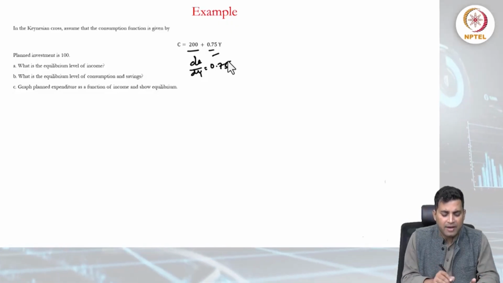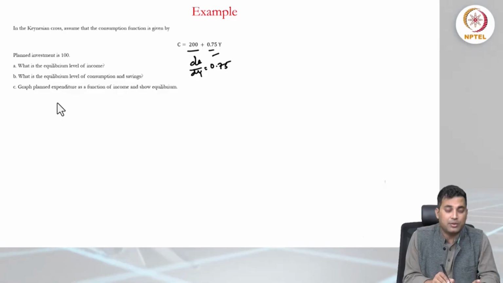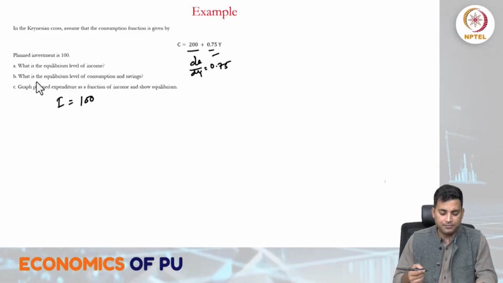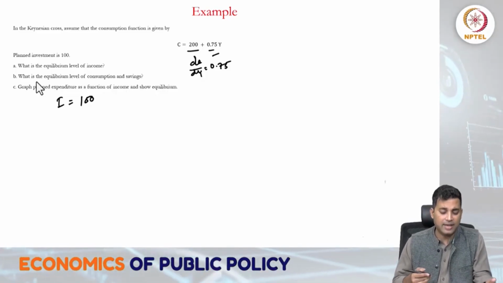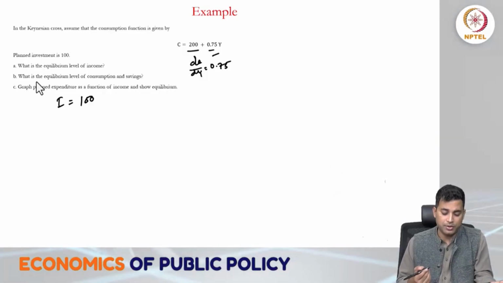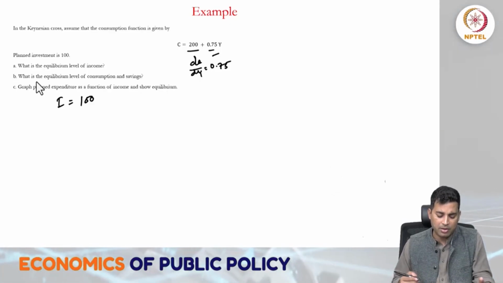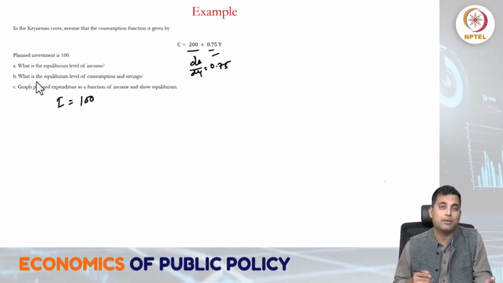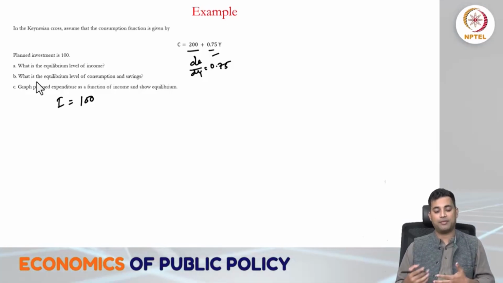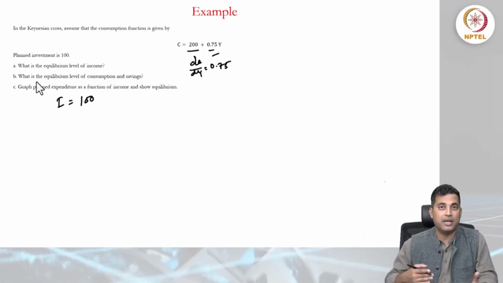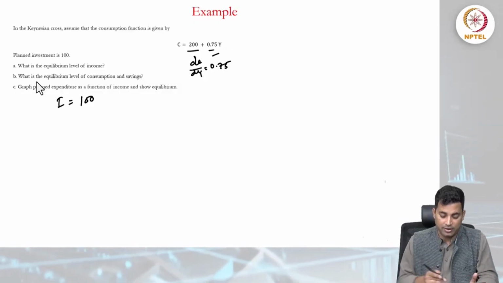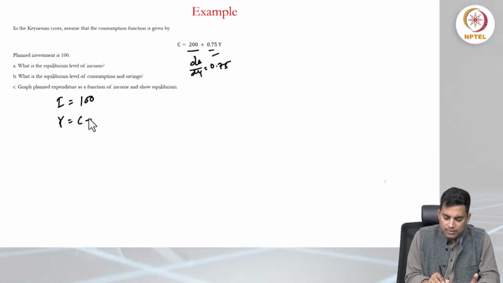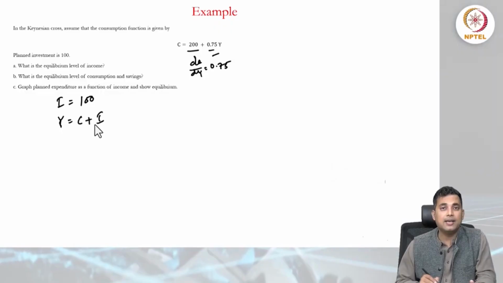Now planned investment is given, which we know as capital I, equal to 100. The points we'd like to find are the equilibrium level of output, or income, and the equilibrium level of consumption and savings. We also want to show graphically the planned expenditure as a function of income, and the equilibrium, and how it changes in the overall graph.